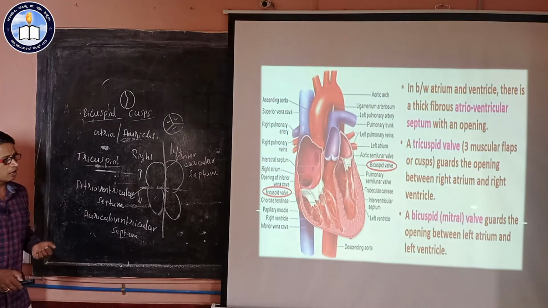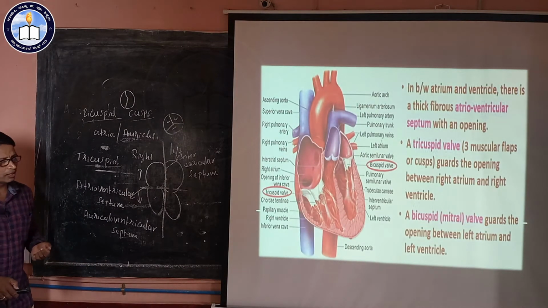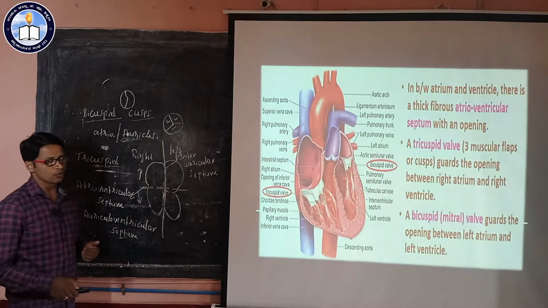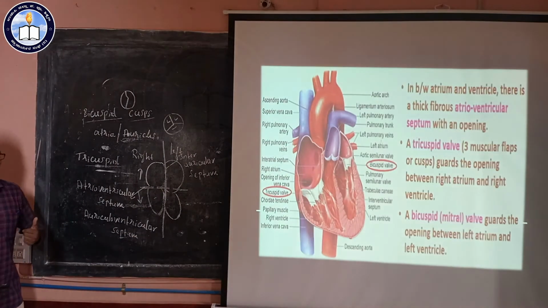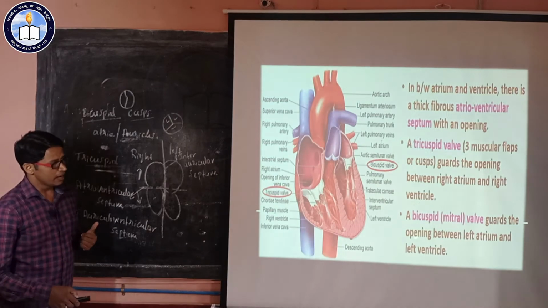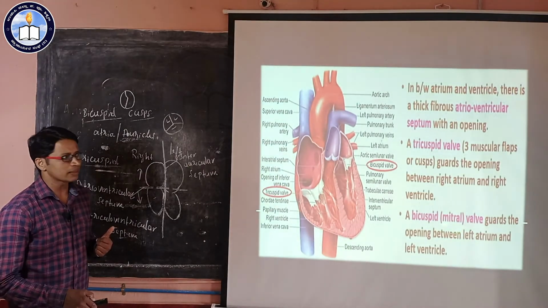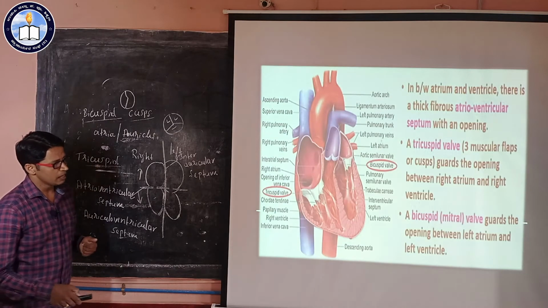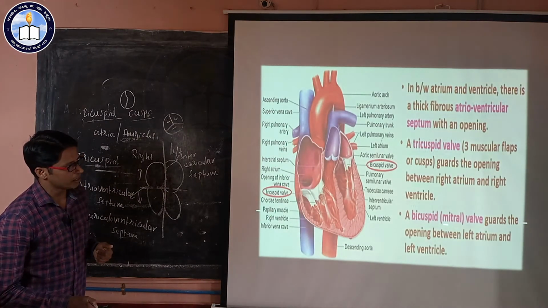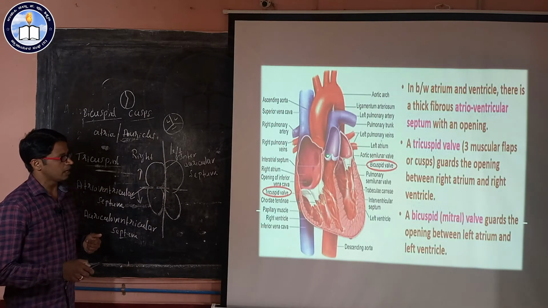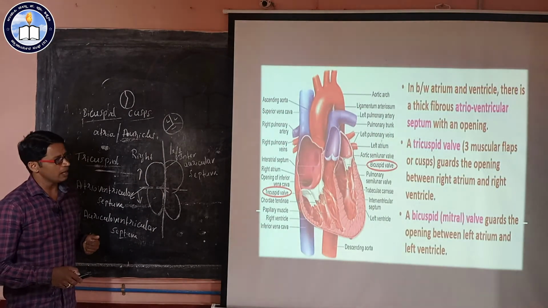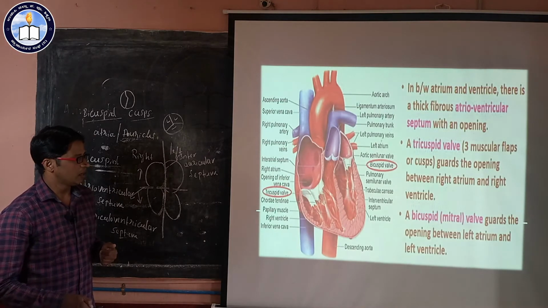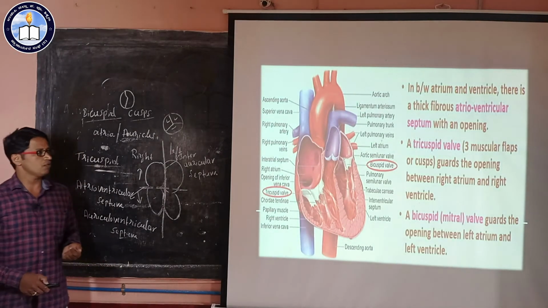Why it is called as mitral valve? Because the word mitral is derived from Latin word mitre. The mitre is nothing but bishop's hat. ಅಂದ್ರೆ ಈ ವ್ಯಾಲ್ವ್ ಬಿಷಪ್ಸ್ ನ ಹ್ಯಾಟ್ ನ ತರ ಕಾಣಿಸೋದ್ರಿಂದ ದಿಸ್ ಈಸ್ ಕಾಲ್ಡ್ ಆಸ್ ಮಿಟ್ರಲ್ ವ್ಯಾಲ್ವ್ ಅಂತ ಕರಿತೀವಿ. ಸೊ ಎ ಬೈಕಸ್ಪಿಡ್ ವ್ಯಾಲ್ವ್ ಆರ್ ದ ಮಿಟ್ರಲ್ ವ್ಯಾಲ್ವ್ ವಿಚ್ ಈಸ್ ಪ್ರೆಸೆಂಟ್ ಇನ್ ಬಿಟ್ವೀನ್ ದ ಲೆಫ್ಟ್ ಆರಿಕಲ್ ಅಂಡ್ ದ ಲೆಫ್ಟ್ ವೆಂಟ್ರಿಕಲ್ ಅಂಡ್ ಗಾರ್ಡ್ಸ್ ದ ಓಪನಿಂಗ್ ಬಿಟ್ವೀನ್ ದಿ ಲೆಫ್ಟ್ ಆಟ್ರಿಯಮ್ ಅಂಡ್ ದ ಲೆಫ್ಟ್ ವೆಂಟ್ರಿಕಲ್.